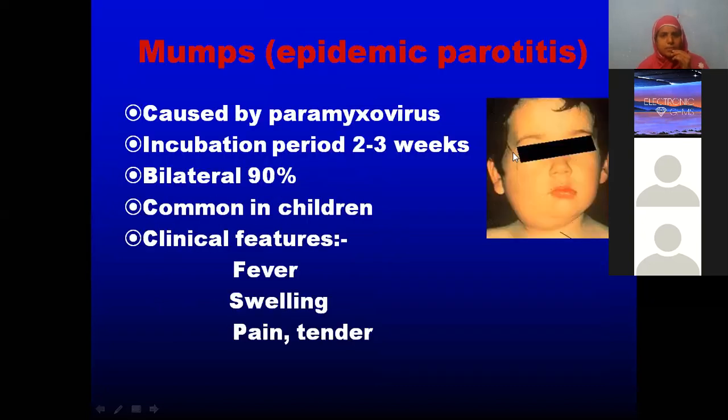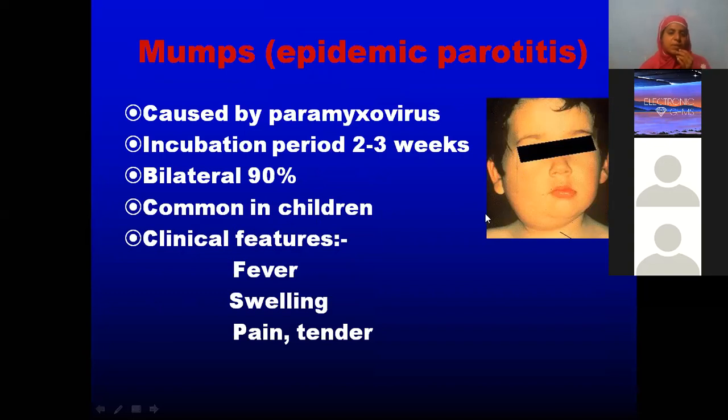So this is one case of mumps, like the picture shown. The causative agent is paramyxovirus. The incubation period of that virus will be around 2 to 3 weeks. Usually it will be bilateral, that means two sides. Sometimes it can be unilateral. Of course, it's common in children. Always everything is common in children because of their poor immune system, isn't it?